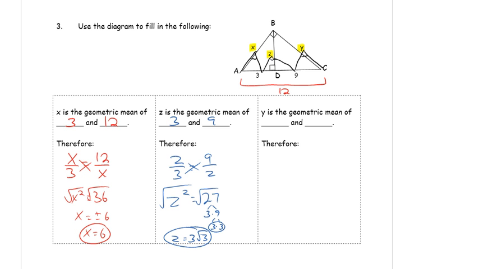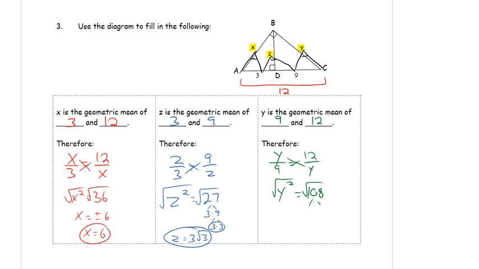And then one more for Y. So Y is the geometric mean of 9 and 12. So 9 and 12, set it up, and we're going to have Y over 9 equals 12 over Y. Cross multiply, Y squared equals 9 times 12 comes out to be 108, I believe. Yes, it is. Take our square root, and let's break this up. You could break it up into a 12 and a 9 if you want. Or you could divide by 4 maybe.